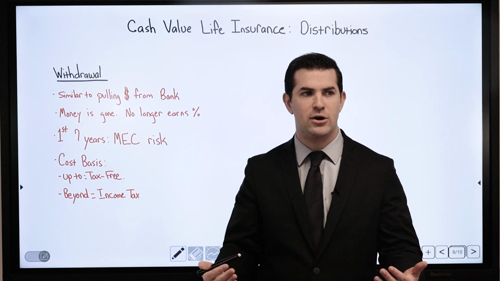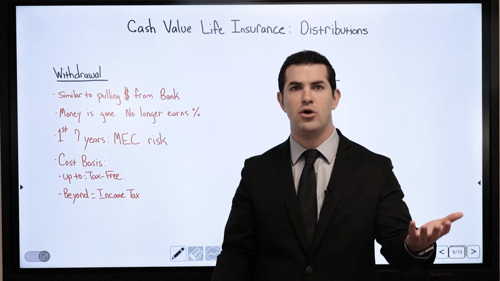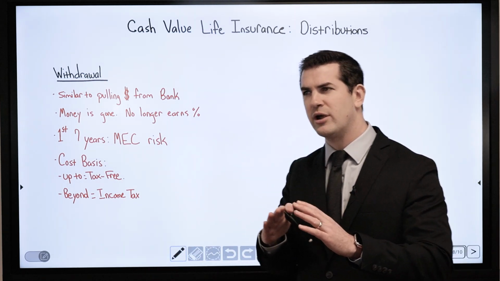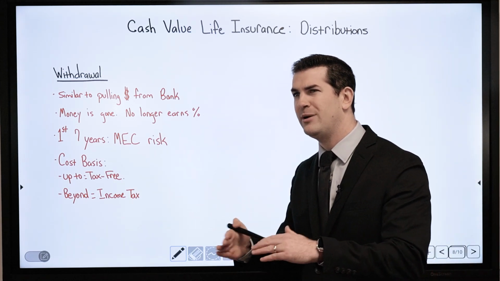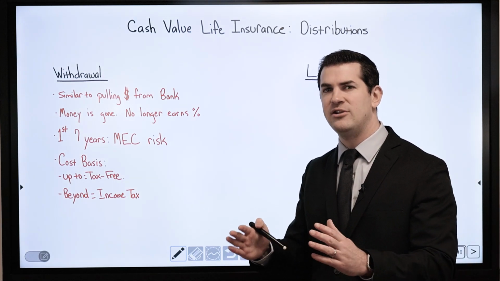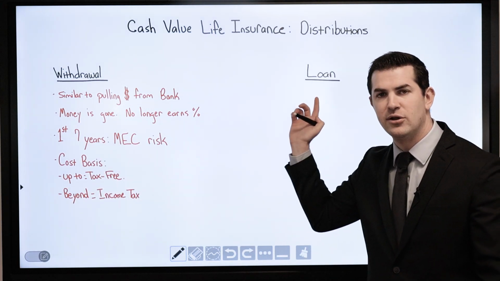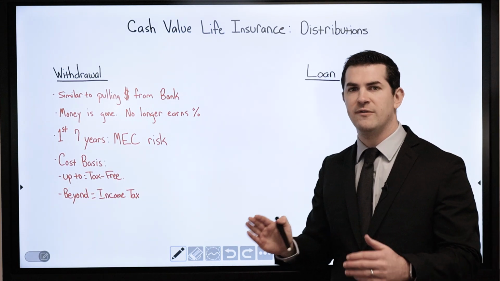Often, if income is my goal, we'll look at withdrawing up to our cost basis and then beginning to loan out the rest. Especially when you look at a conservative dividend rate environment or the guarantees, that strategy we mentioned, withdraw up to the cost basis, then begin to loan out the rest, is often the most effective.